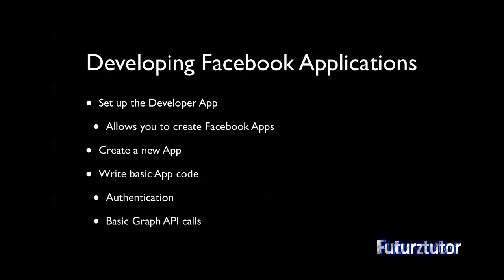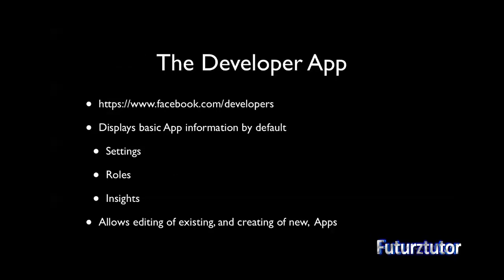Now, before we can develop Facebook applications, we'll first need to set up the developer app, which is in itself an app supplied by Facebook, which allows us to create and edit our applications. Once we've set up the developer app, we'll be able to create applications. We'll then be able to go on to write our application code. So before we start to talk about authentication and basic Graph API calls, let's take a look at how the developer app allows us to create applications.